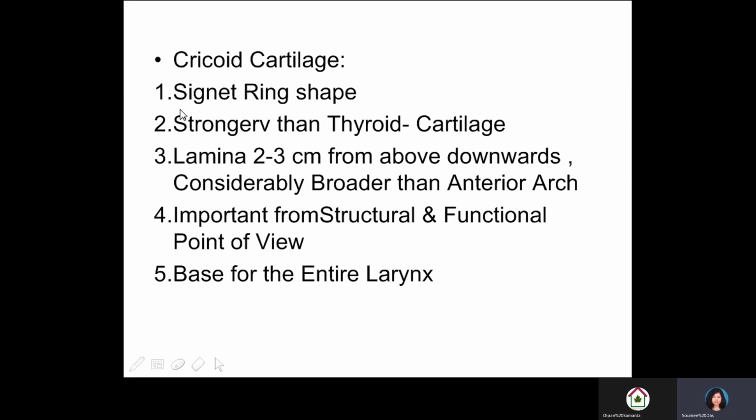Next is the cricoid cartilage. This is signet ring shaped. This is stronger than the thyroid cartilage. So the cricoid cartilage is stronger than the thyroid cartilage, and it is signet ring shaped. The lamina is 2 to 3 centimeters from above downwards, considerably broader than the anterior arch. This is important from a structural and functional point of view. That means the cricoid cartilage forms the base of the entire larynx.